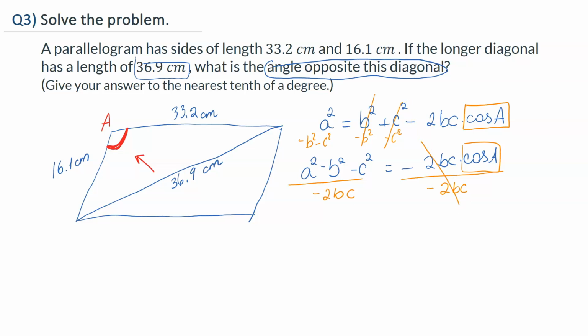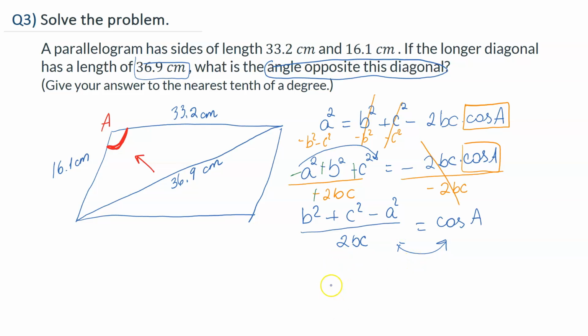And then to isolate cosine A, we will divide both sides by negative 2bc. And at the same time, I would like to get rid of the negative sign in the denominator, so I will multiply all terms by negative 1. So each term will change its sign to opposite. On the right side, we will have b squared plus c squared minus a squared. I will just move a squared to the end, divided by 2bc is equal to cosine A. And we can switch the two sides just to make it look more familiar.